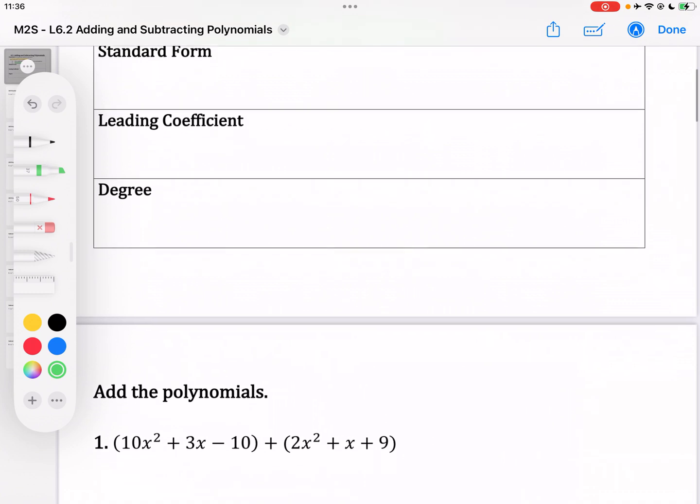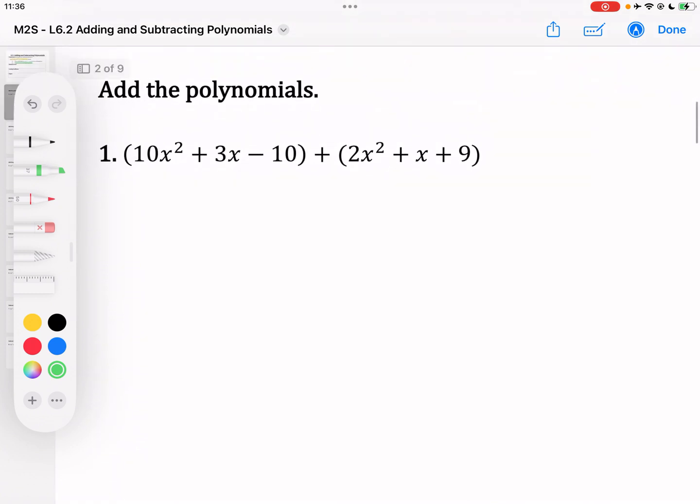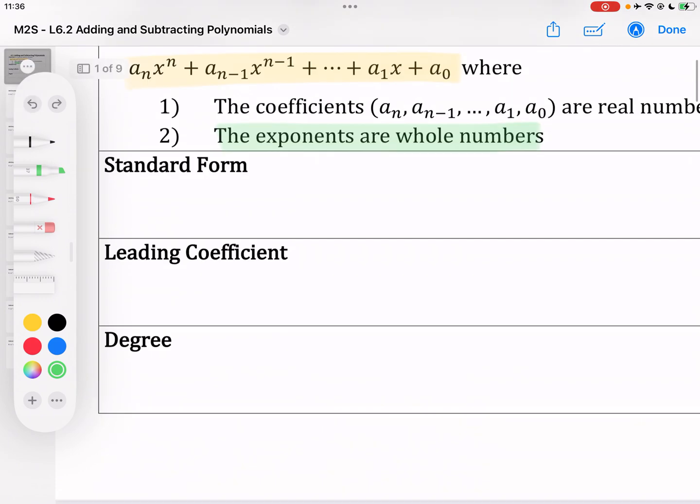That seems pretty complicated, but these are perfect examples of polynomials. You'll see there's a real number coefficient for everything. So these are all the coefficients. This coefficient right here would be a 1, and then this is 9. So they have real number coefficients, and the exponents are all whole numbers. These are the exponents right here of the variable.